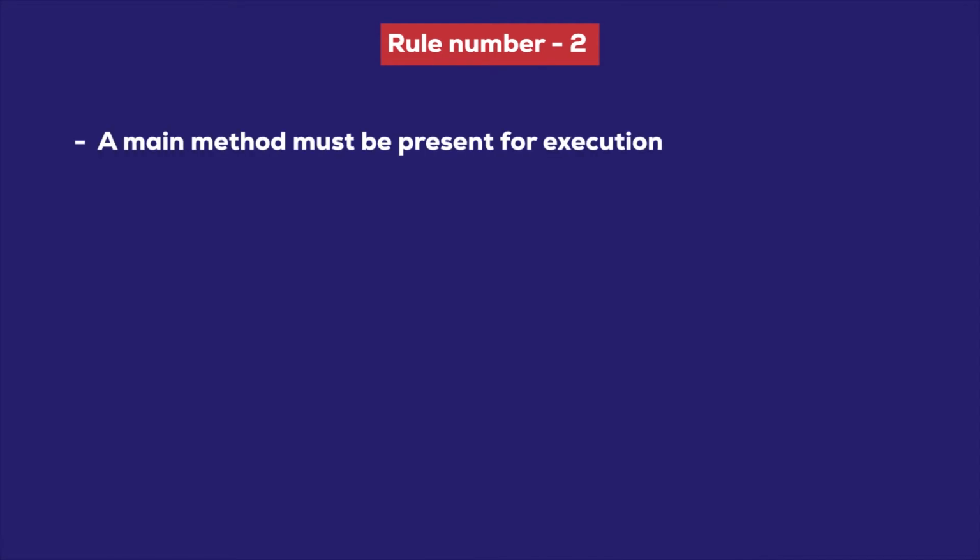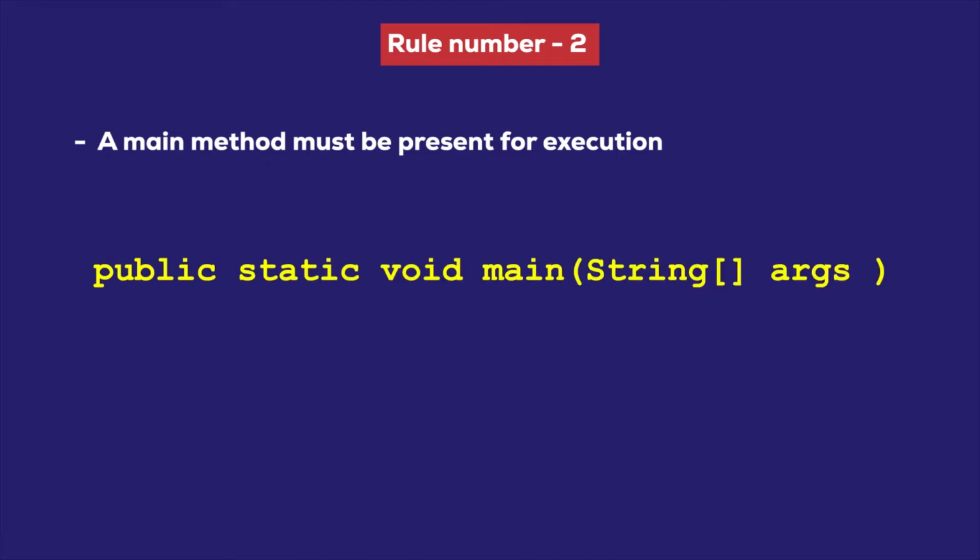Now the rule number 2, in a Java program, there are many classes, and inside that there are many methods. But there is a point you have to keep in mind, that is, the control of execution always starts and ends from the main method only. So here is the general syntax of the main method. public static void main, inside the parenthesis, String, brackets, space, args.